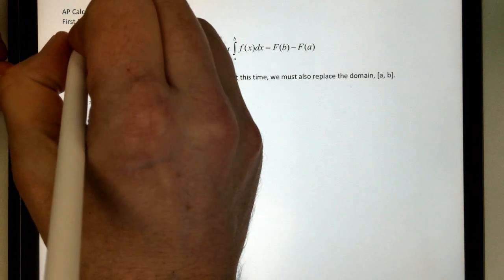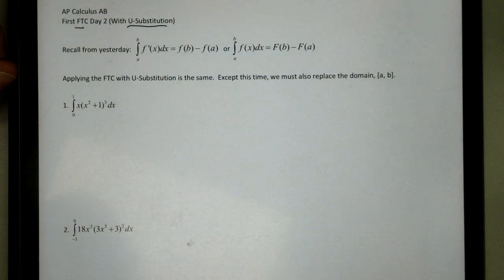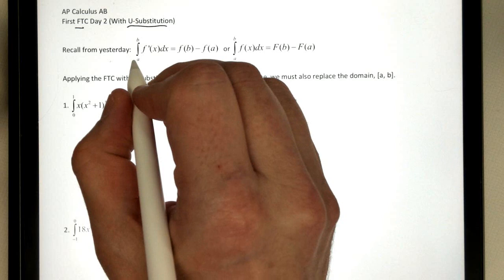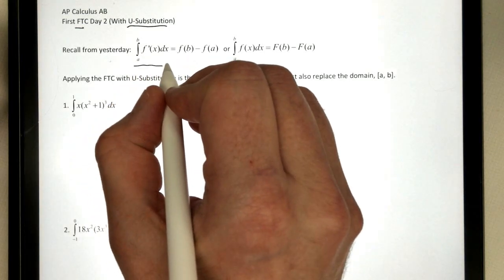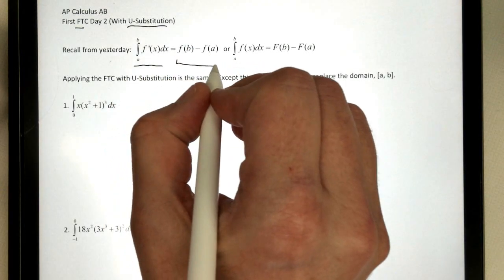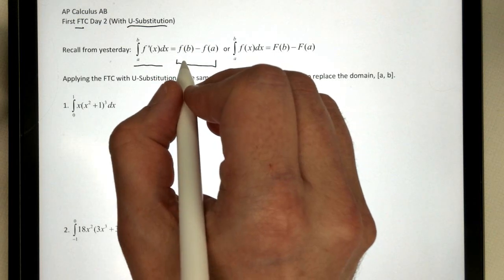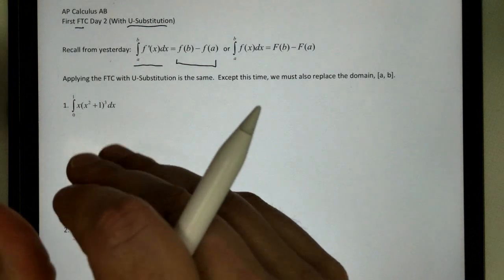Remember the FTC. Today we're going to incorporate our substitution technique that we talked about a few days ago. Recall from yesterday that the FTC says if we take the antiderivative of a definite integral, to get the area under the curve, we just look at the difference in the values of our function. And so let's go ahead and start this.